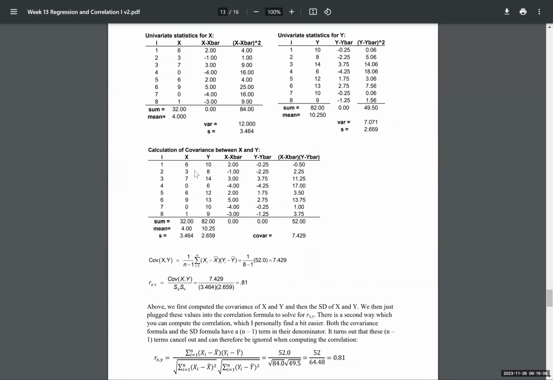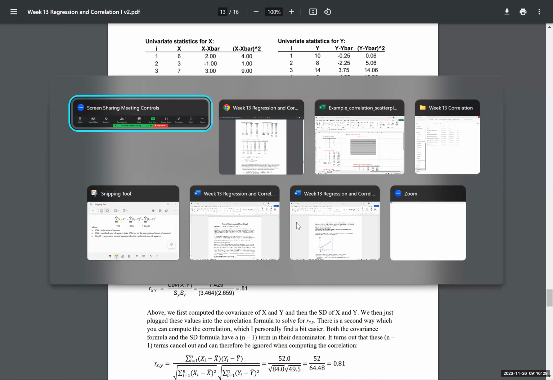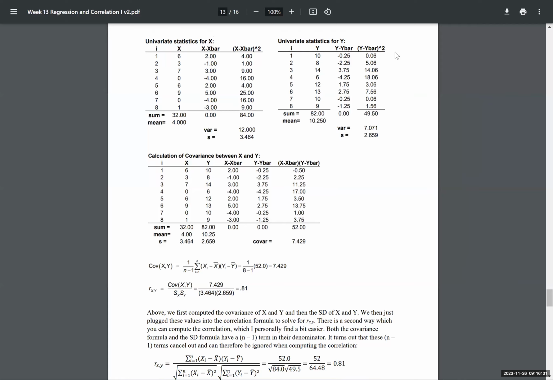And then the third thing I'm going to do, so the first two steps are univariate stats for x and y, is create this x minus x bar times y minus y bar column. So this is getting at the covariance. And then I sum that up and I get 52. I know there's a lot of numbers here, but really if you're using Excel, let me stop share. I need to make sure I'm sharing my full screen.